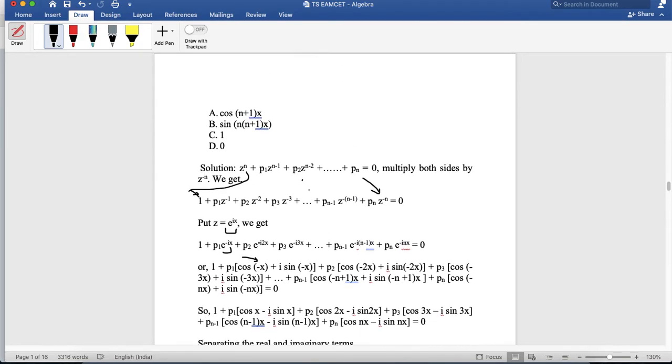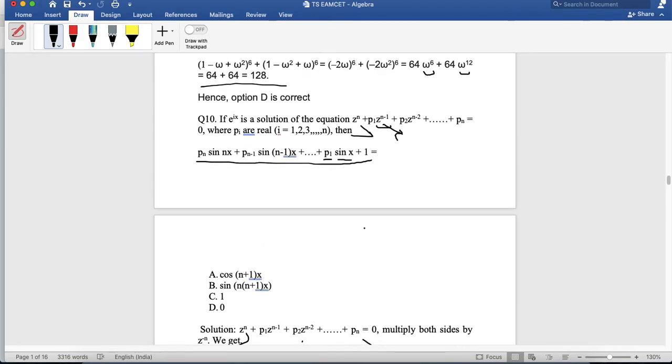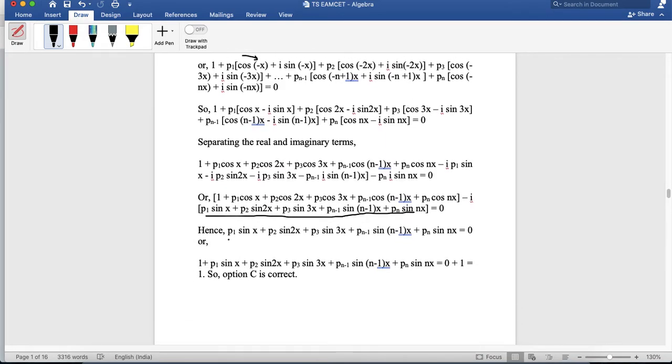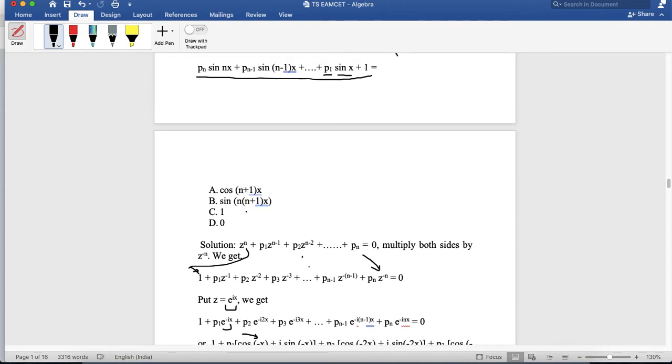But what is asked from us, he has added plus 1 over here. So I will add 1 to this. So this will become 0 plus 1, which is 1. Hence my option C is correct.